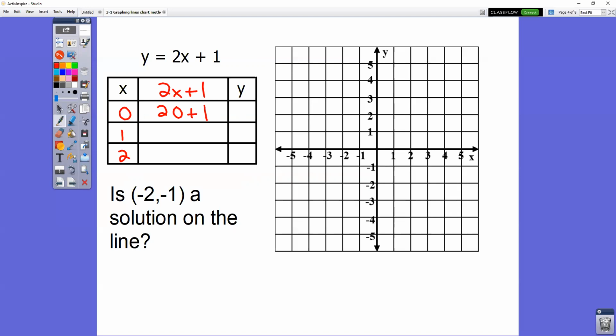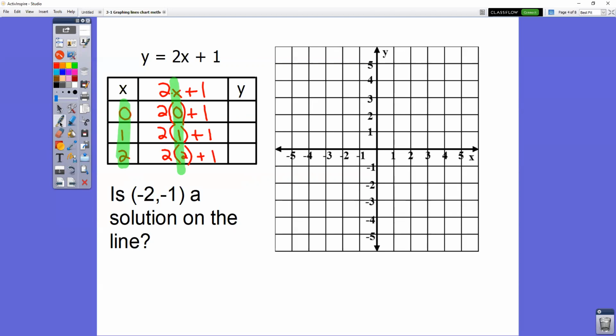Remember that when a number and a letter are next to each other, that really means times. So that really means 2 times 0 plus 1, 2 times 1 plus 1, and 2 times 2 plus 1. Again, all we're doing is taking our numbers for our x and sticking them in for x. So instead of 2 times x, we have 2 times the number plus 1.